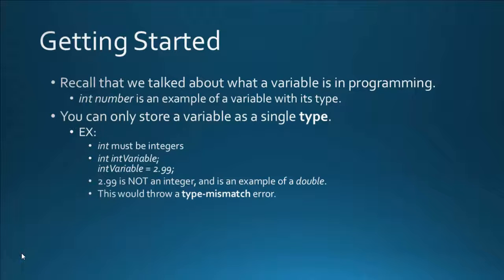It says int variable equals 2.99. Now, if you remember, integers represent positive or negative whole numbers. 2.99 is not an integer. It's actually an example of a double, or float if you want to go that route. This would throw a type mismatch because you're trying to put a double into an integer, and the program's going to say, I can't do that.